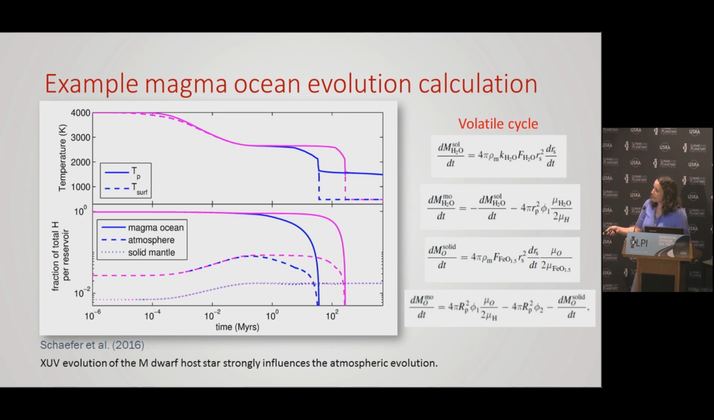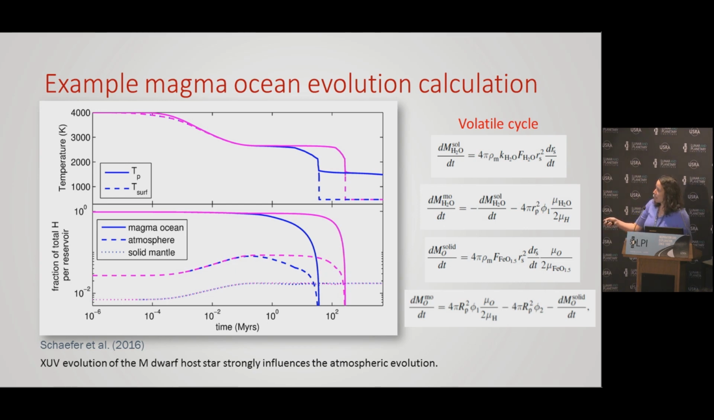And then we're also tracking the distribution of hydrogen between 3 different reservoirs: the solid mantle, the magma ocean, and the atmosphere. And the volatile cycle is shown in these equations over here. So you can see that we start off at a very high temperature, and for a while the interior and the surface temperature are basically the same.